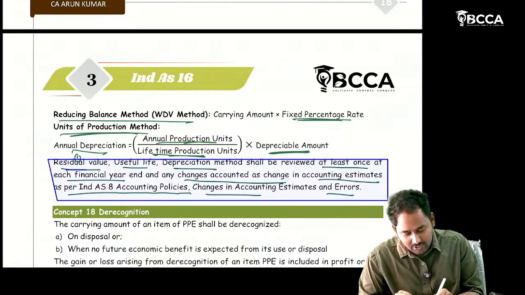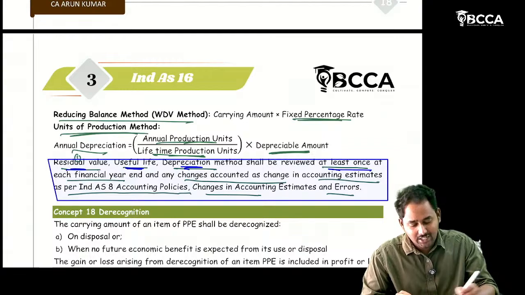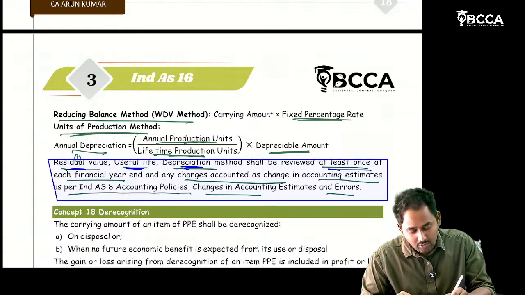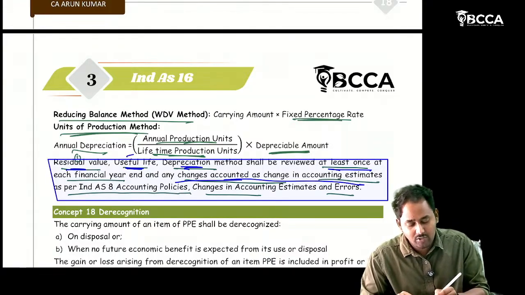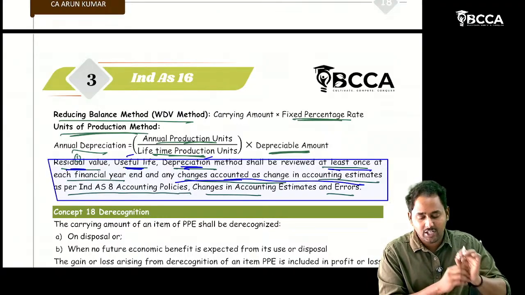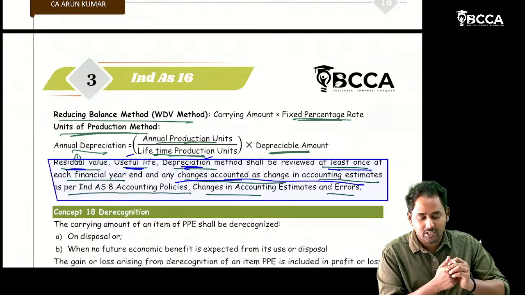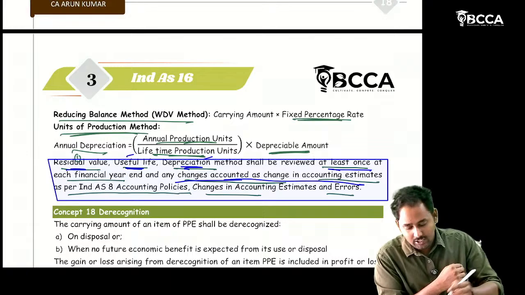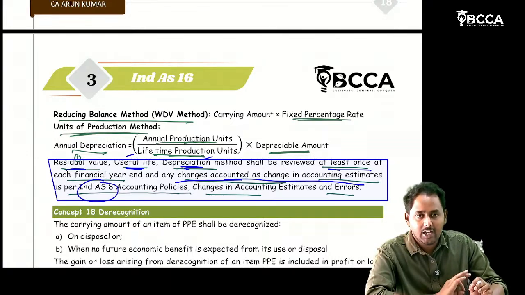So look at this. Residual value, useful life, depreciation method shall be reviewed at least once at each financial year end. And any changes accounted as a change in accounting estimate. If any change in residual value, any change in useful life, any change in depreciation method, it should be treated as a change in accounting estimate. I will give you the definitions of accounting estimates, accounting errors and changes in accounting policies at a later point of time. But currently, treat it as a change in accounting estimate.